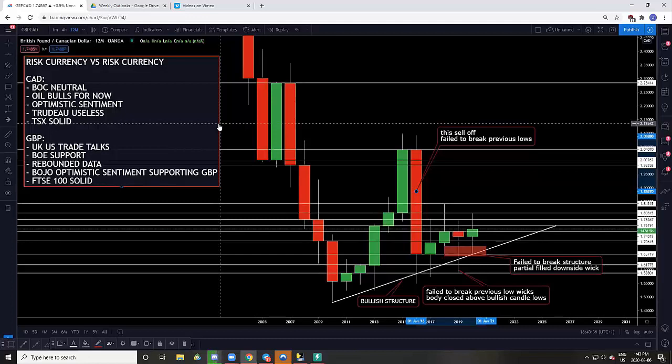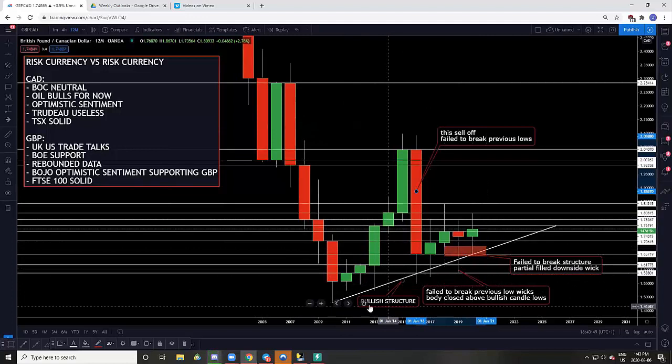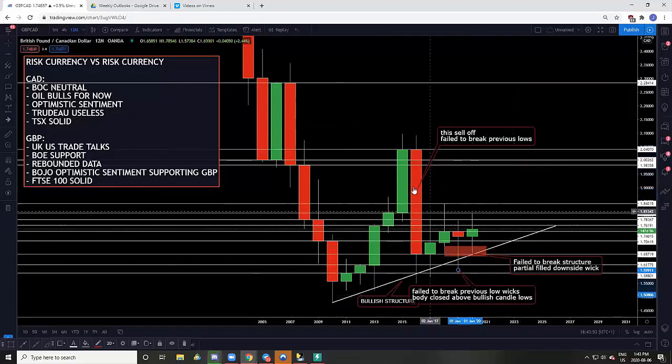So it's hard to gauge which is exactly stronger, but looking at the market structure and how we are at historical low points still, and have had several failures to break previous lows, you can see the bullish structure I have marked out. This failed to break previous low. So first thing I want to talk about is the bullish structure, of course.